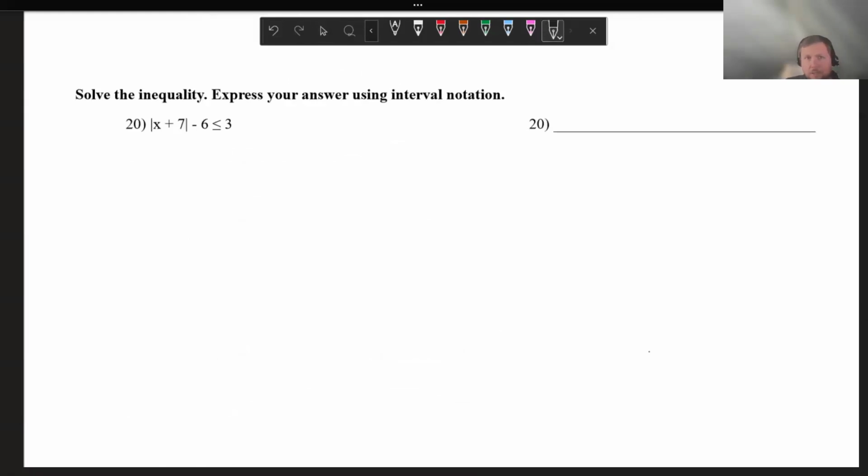Solve the inequality, express your answer using interval notation. Okay, this is where they can get a bit trickier because of the inequalities.